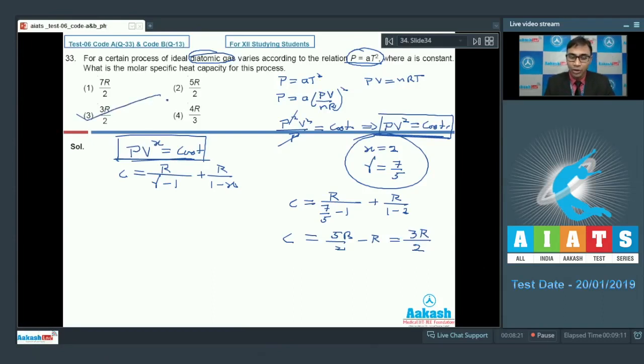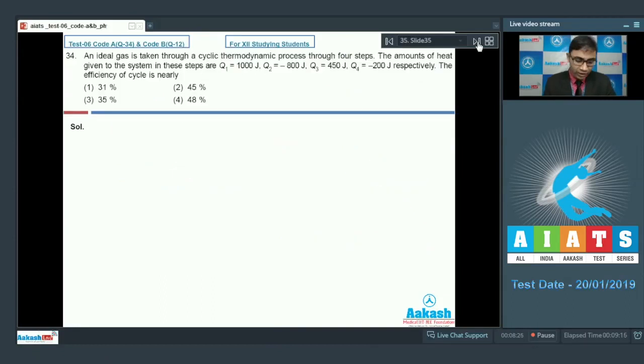Now let's move to question number 34. In question number 34, it says that an ideal gas is taken through a cyclic thermodynamic process through 4 steps. The amounts of heat given to the system in these steps are Q1 1000 joule, Q2 minus 800 joule, Q3 450 joule, Q4 minus 200 joule. The efficiency of the cycle: we know that the efficiency of any cycle will be given by 1 minus heat rejected by heat absorbed. This is the formula of the efficiency, and if you want to express it in percentage, we should multiply it with 100. That will give you the percentage, right?